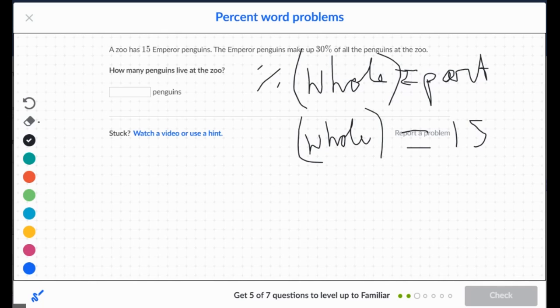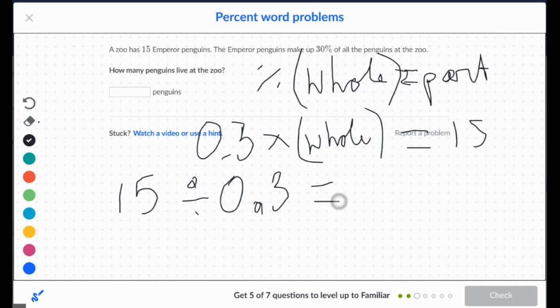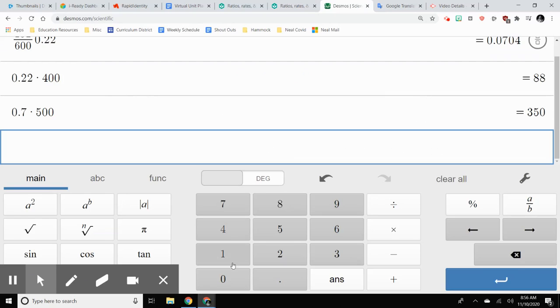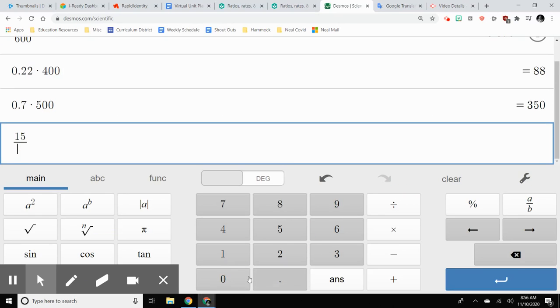And I know that my percent is 30, 0.3. So now, since I'm missing part of my multiplication problem, I divide. So I take my answer, 15, and I divide by 0.3, which is probably going to be 150 divided by 3, which will be 50 is my guess. Let's check and see if I'm right. 15 divided by 0.3 and my answer is 50.